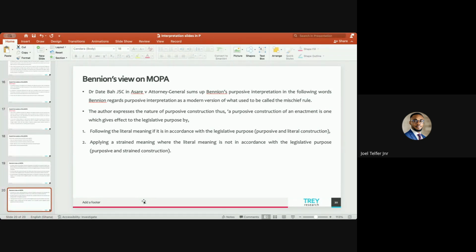And then, according to Bennion, you do a purposive and literal interpretation. And so if the literal interpretation accords with the legislative purpose, you are fine. But if the literal meaning is not in accordance with the legislative purpose, then look for some other meaning, which is the strained construction that will enable you to come to that understanding. That is it for MOPA purposivism and our discussions for today.